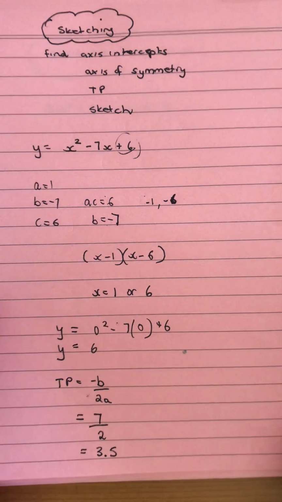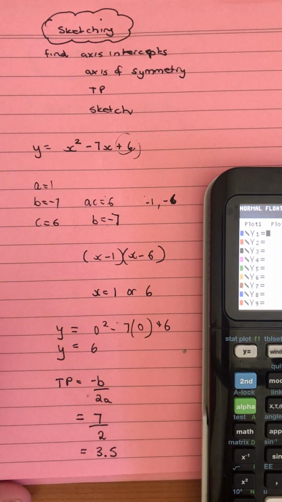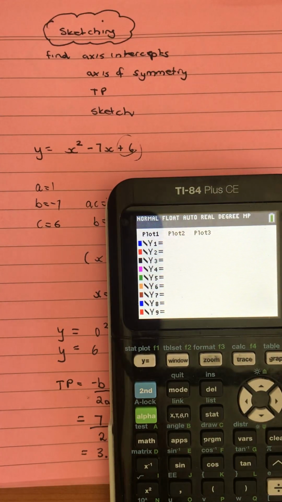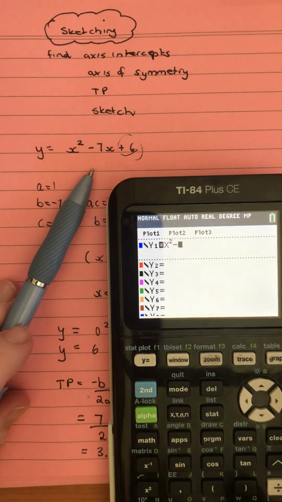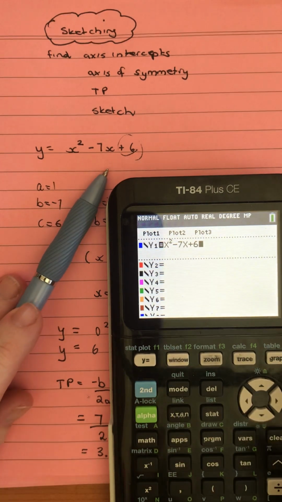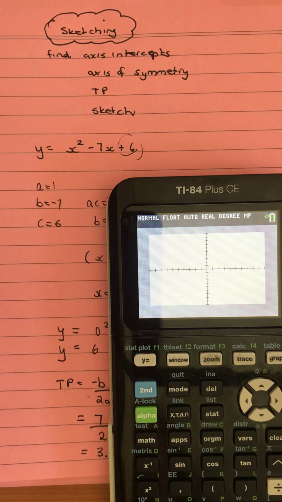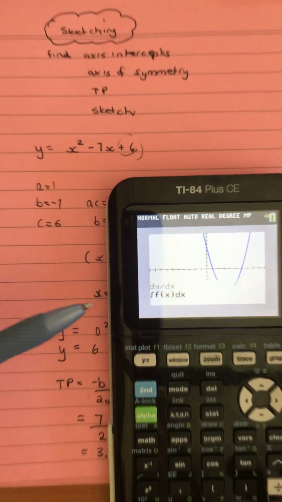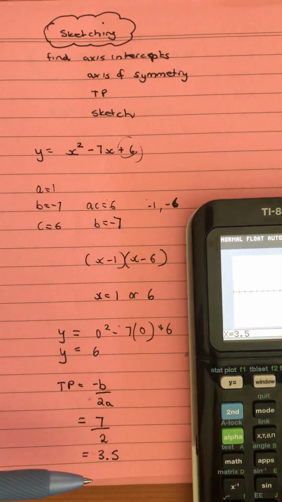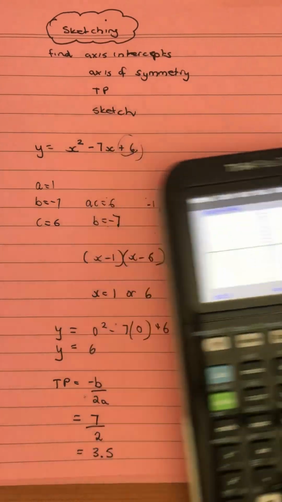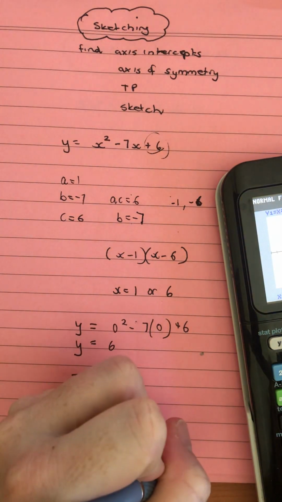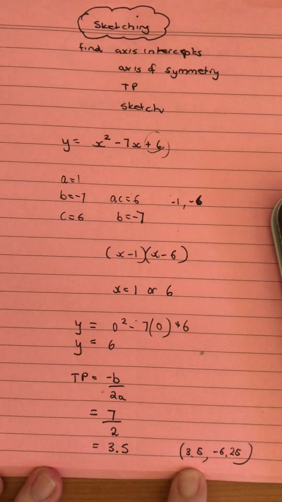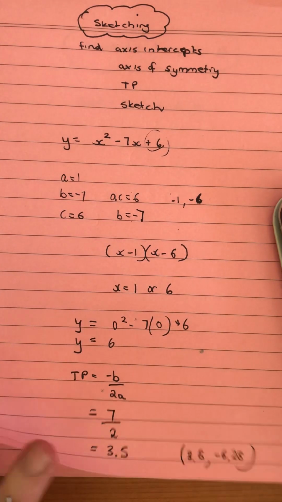Now, the quickest way for me to do that, which seems a little bit counterintuitive because obviously I'll have the sketch anyway, is to pop it in my calculator. So I've got x squared minus 7x plus 6. And if I graph that, I can get some values off that nice and quickly. So then I can do second trace 1, and I can pop in that 3.5 for x, and that gives me a y of -6.25. So my turning point is at 3.5, -6.25. So that means my axis of symmetry is just going to be x equals 3.5.